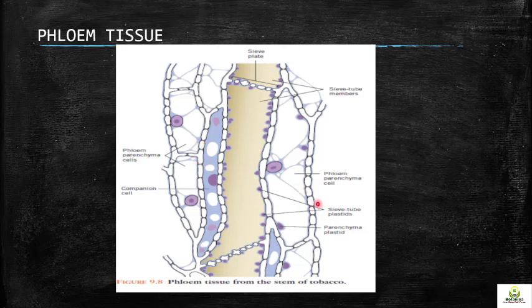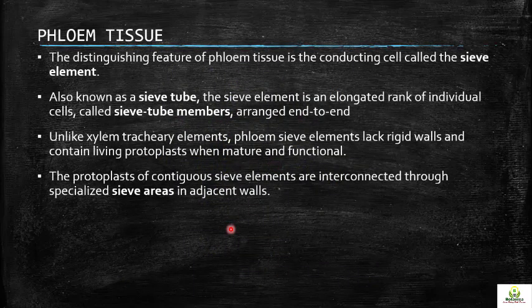So the sieve tube plastids are also there in the sieve tube elements, and parenchyma plastids are also present here. There is a nucleus in the phloem parenchyma cells, but you can see here in the mature sieve tube element there is no nucleus. So as different to the other cells in the phloem tissue, these sieve tube elements have no nucleus. We will discuss more about it in the description.